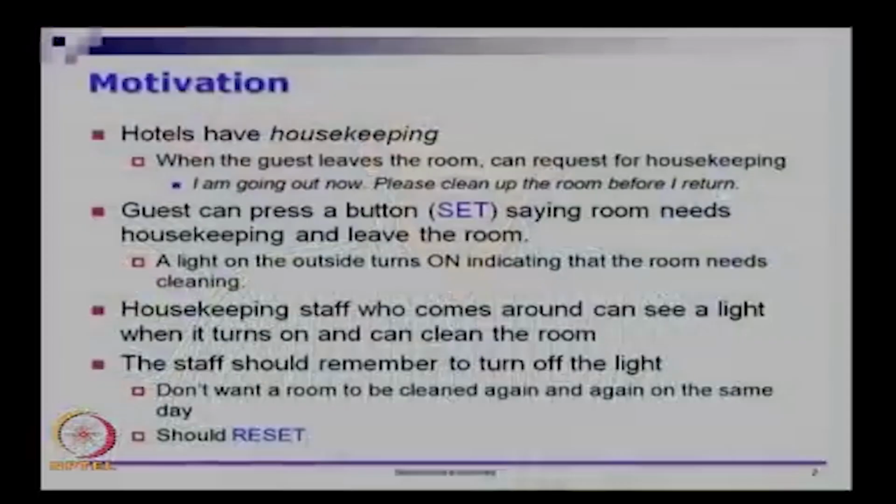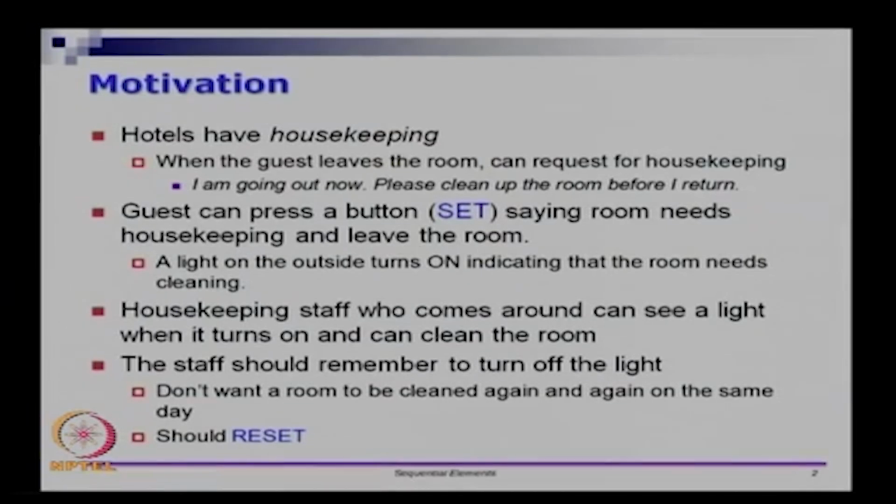So we are now in week 4, and in this week we are going to look at basic sequential elements. Let me give you a small motivation for this problem. In hotels they have what is called housekeeping. Let us say a guest who is living in a room wants to leave the room, but wants to get it cleaned while the guest is away.